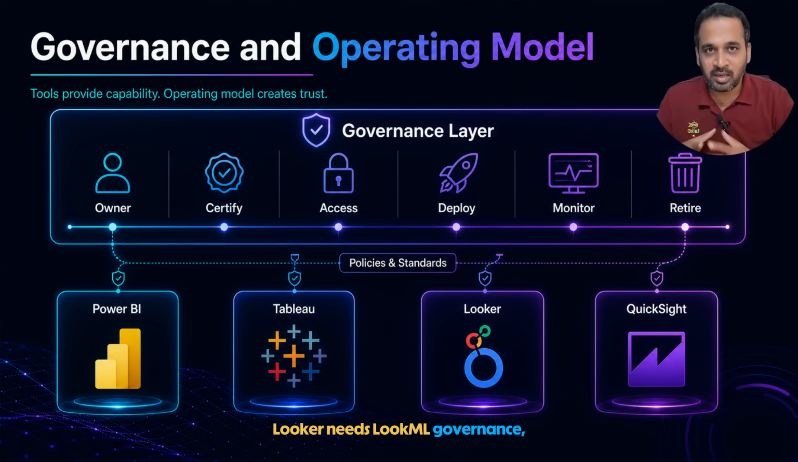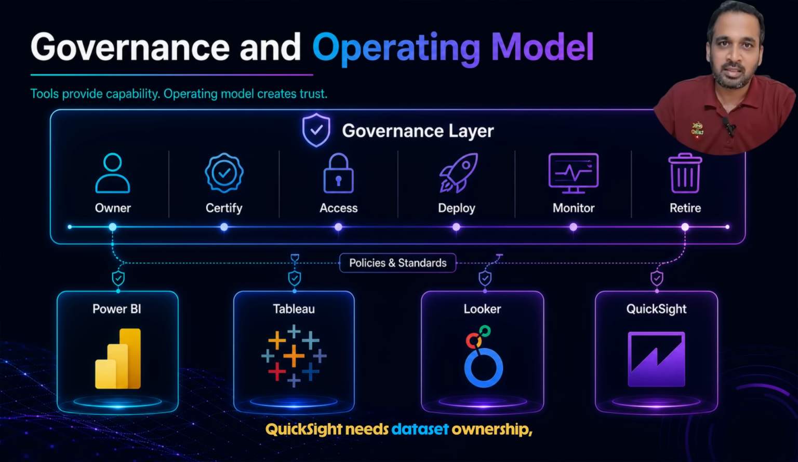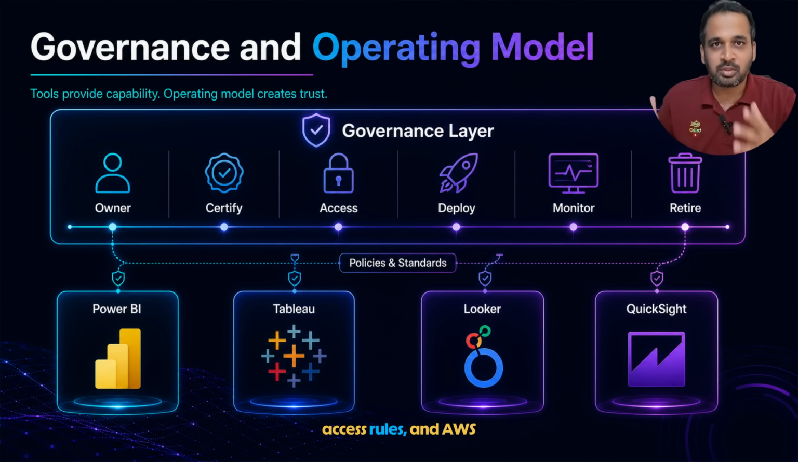Looker needs LookML governance, model ownership, Git workflow, access control, and change management. QuickSight needs dataset ownership, namespace design, permissions, embedded access rules, and AWS security alignment. So governance is not only a feature, governance is a way of operating.